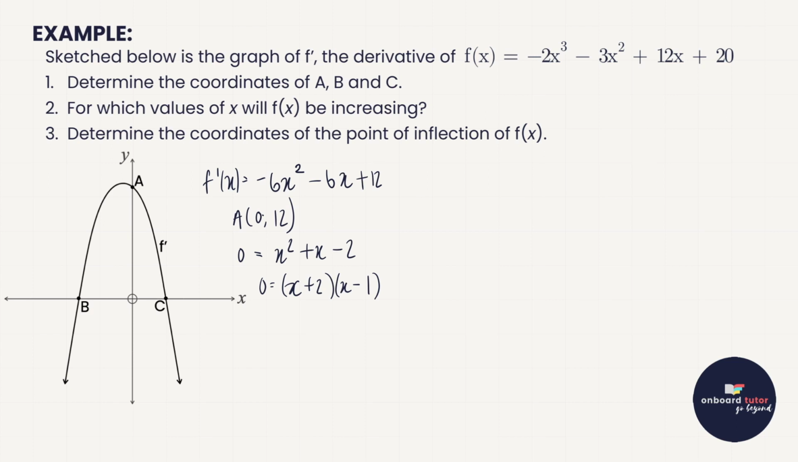Okay, so what are the x coordinates there? x is equal to minus 2 or x is equal to 1. And that helps me then to say B is going to be the minus 2 coordinate because it's on the negative side of the axis there. And C is going to be 1 and 0.